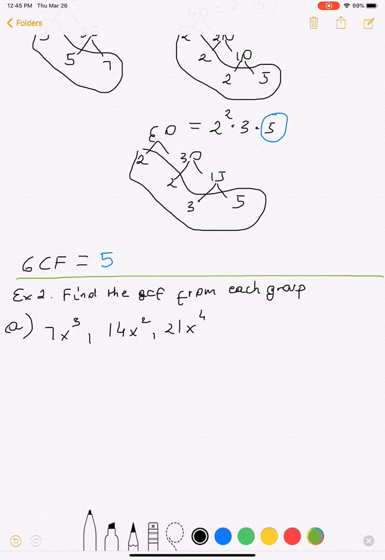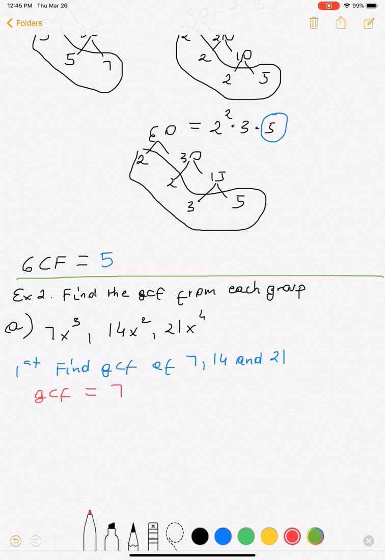Okay, so first what we're going to do, just find the GCF of each integer of 7, 14, and 21. So you have to think, what is the greatest number which can divide 7, 14, and 21? And the GCF of those three integers will be 7.